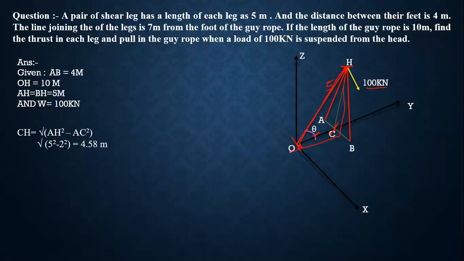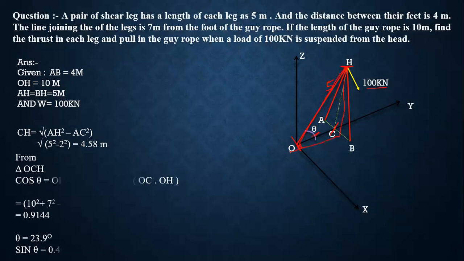So use the cos formula. From triangle OCH, cos theta will be equal to OH square plus OC square minus CH square upon 2 OC into OH. From this we solve, theta will be 23.9 degrees, and we finally calculate sin theta, which will be 0.4051 for the further calculation.